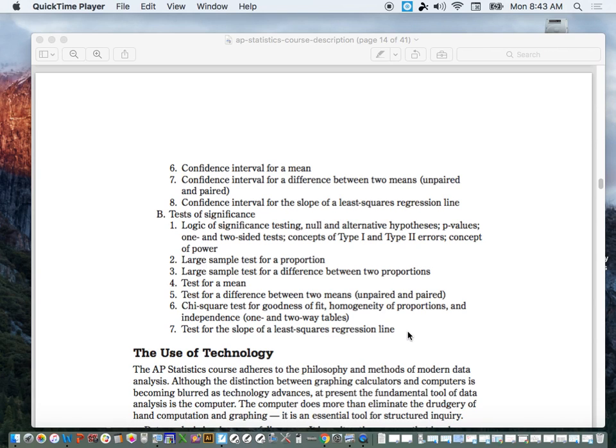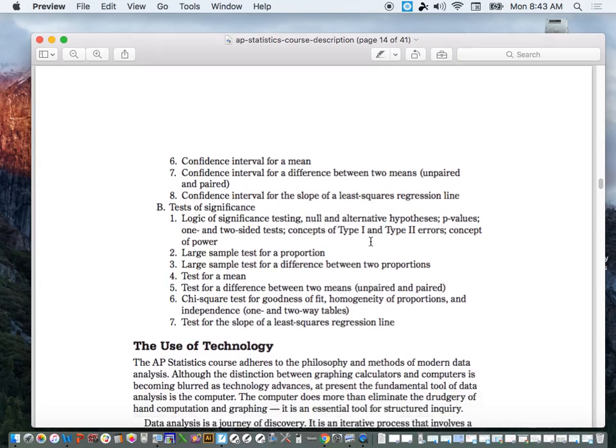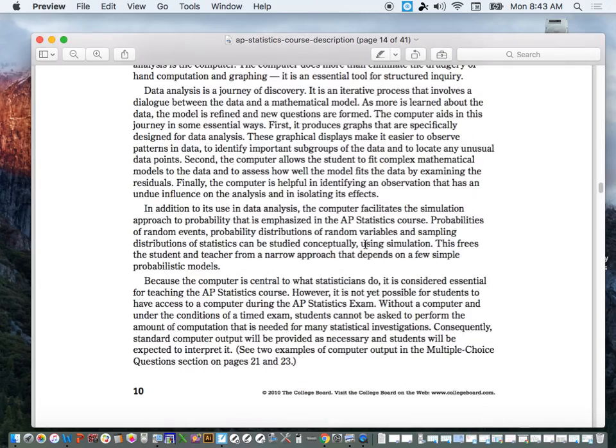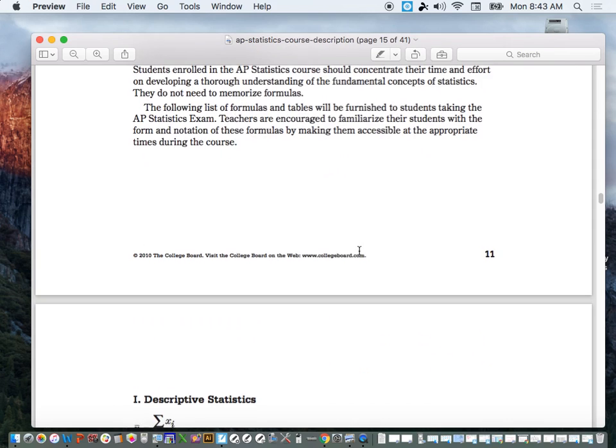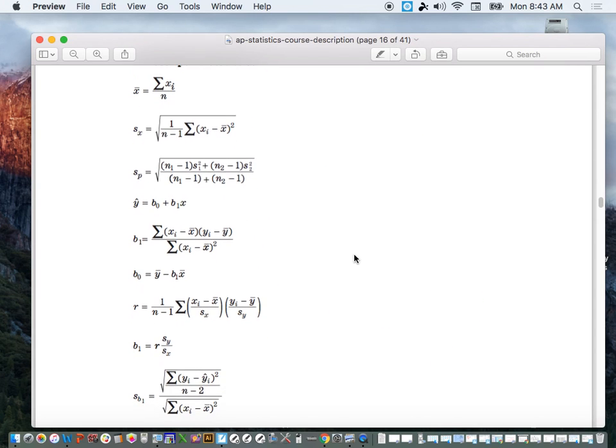And slope of the least squares regression line. So for B numbers 6 and 7, that was unit 7, and for A number 8 was unit 7. You can use your graphing calculator. This formula sheet that I've let you use on the test is also available.